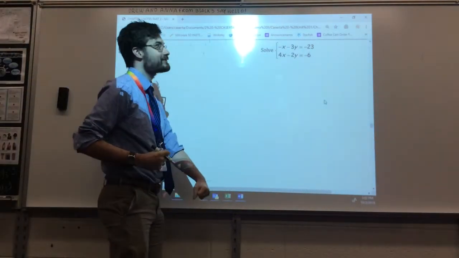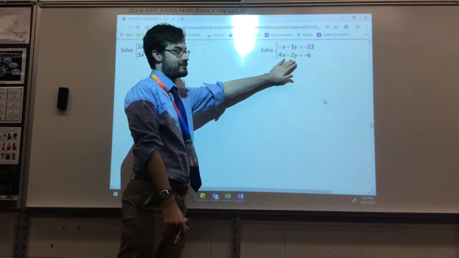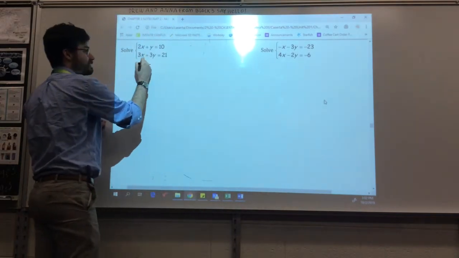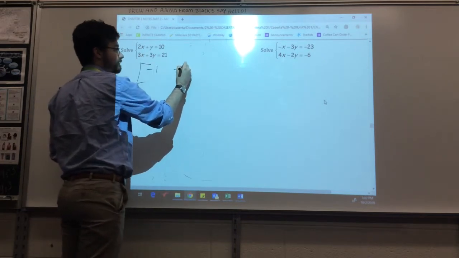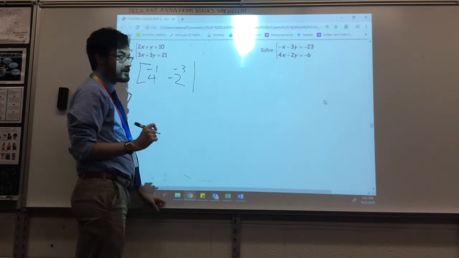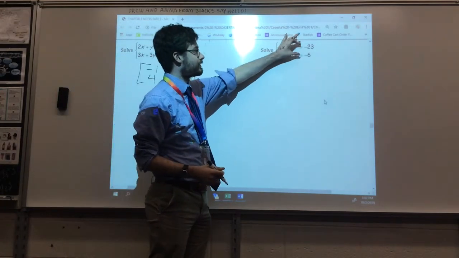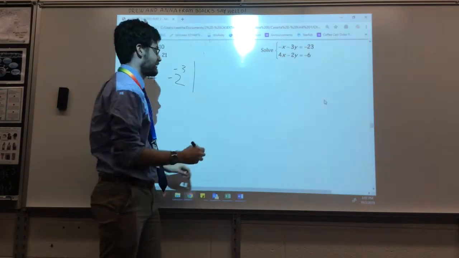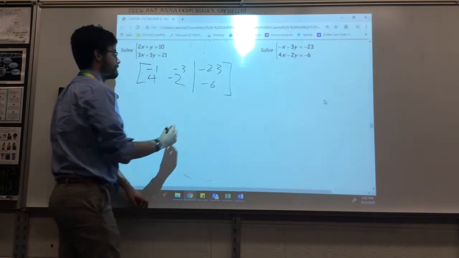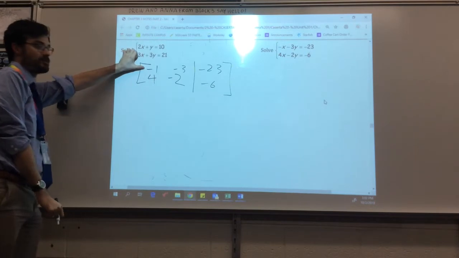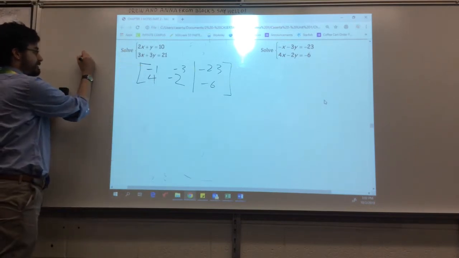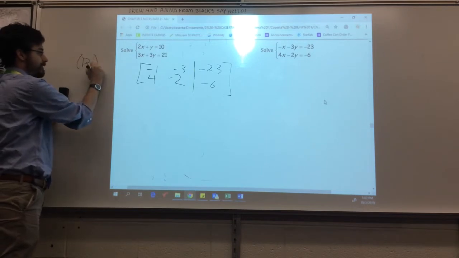All right, kiddos. Let's turn our system of equations into an augmented matrix. So our coefficients are -1, -3, 4, and -2. Draw my line to augment our matrix. Now we have our constants, -23 and -6. As Mrs. Caserta was saying, I want to turn this first -1 into a +1. How am I going to do that? I'm going to multiply the first row by -1.